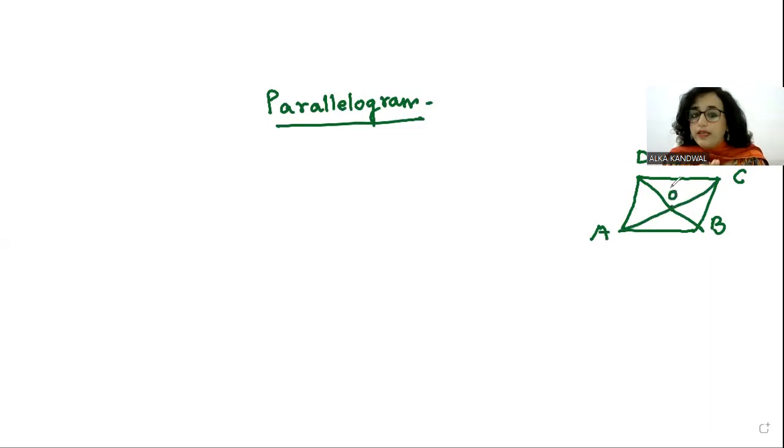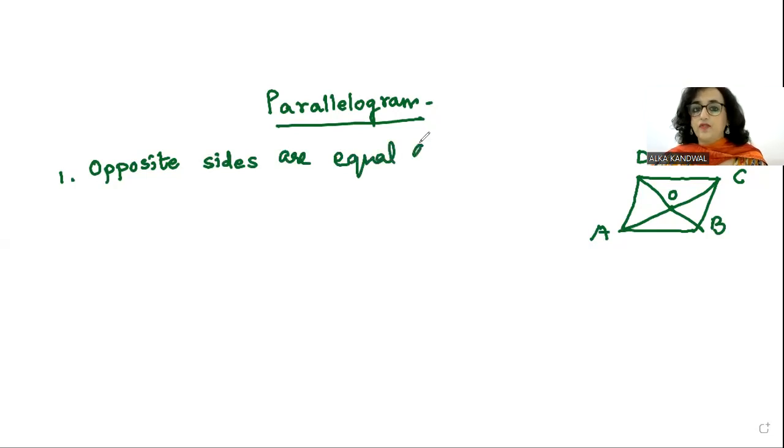अब इनकी प्रॉपर्टीज क्या होती हैं? तो फर्स्ट नंबर वन प्रॉपर्टी, opposite sides are equal and parallel. Opposite sides will be equal as well as parallel. Is it fine? What does that mean? मतलब AB is equal to CD होगा and AD will be equal to BC.